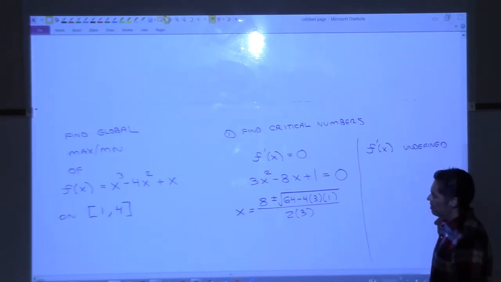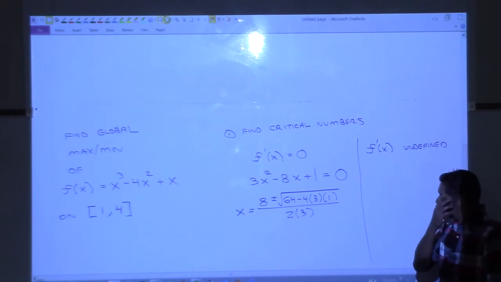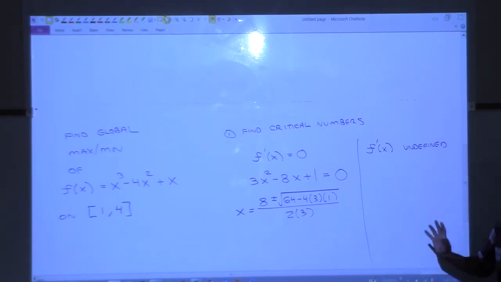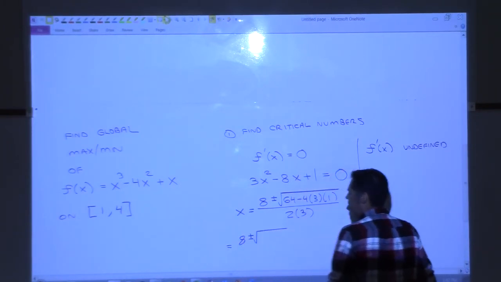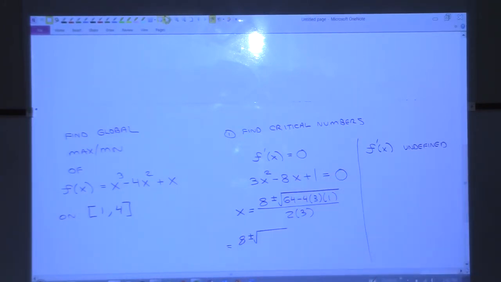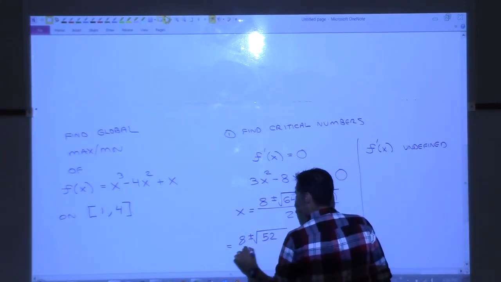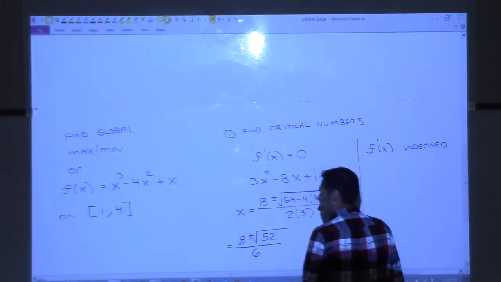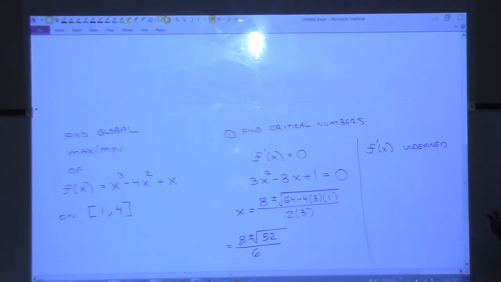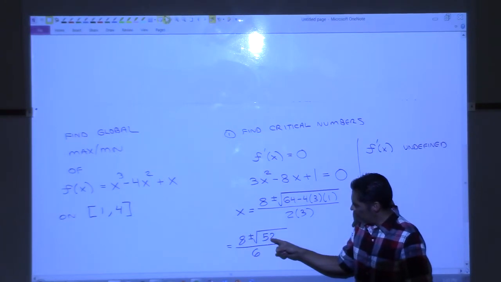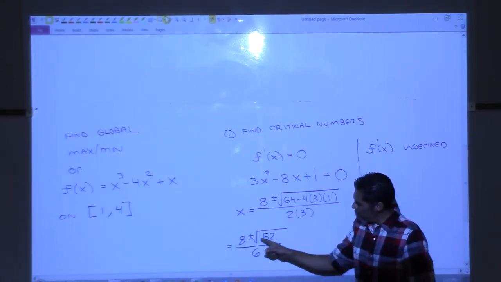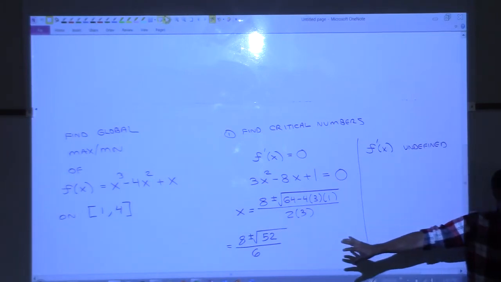What we're going to do is leave it as an exact answer, and then we'll get the decimal answer. Let's get them both. So we'll have 8 plus or minus the square root of, what goes in there? 52. And then over 6. And that's the exact answer. I realize we can clean that up, we could pull a 4 out of there, but who cares? Just leave it. That's the exact answer.